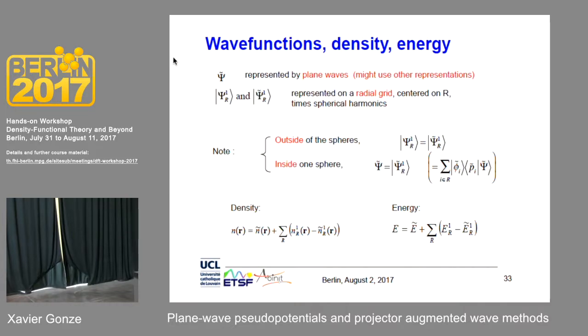One can do the transformation not only for the wave function, but for the density, for the total energy. And we will have globally always formulas that give a smooth contribution into the whole space, plus a sum over spheres of a difference between the all-electron and pseudo contribution for the density as well as for the energy.